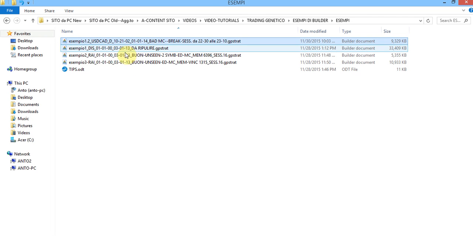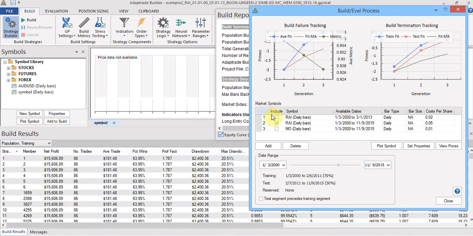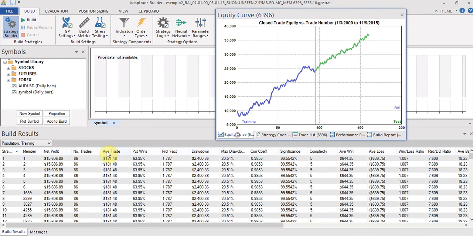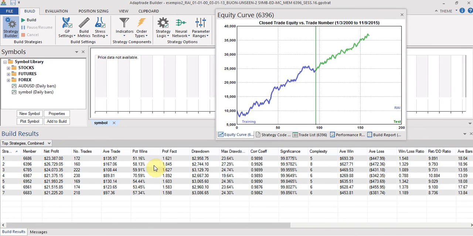Let's see something else. For example, if we move to another symbol, such as Reynolds American, if I take this strategy, let's sort by correlation coefficient.